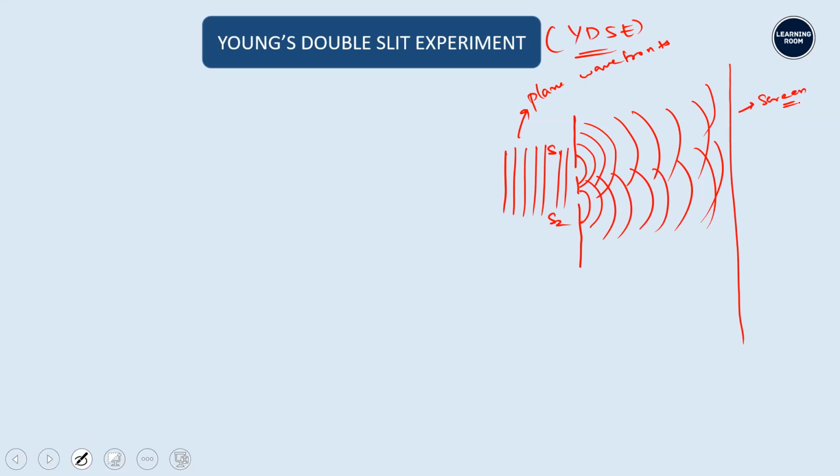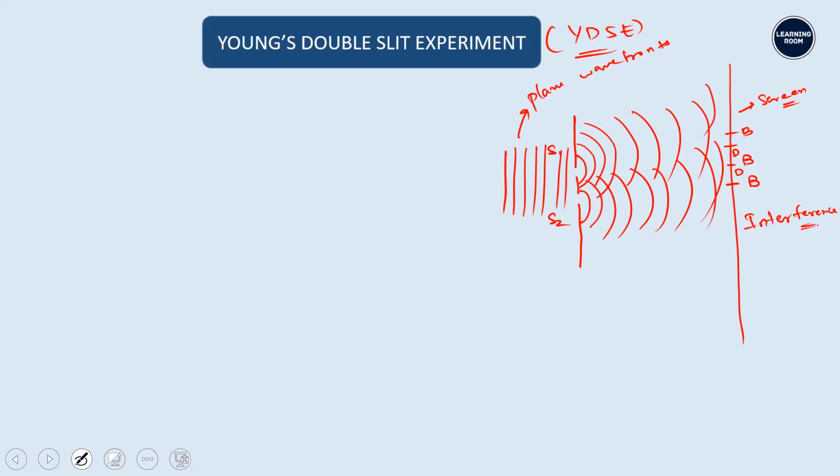And how will that pattern look like? You will have a bright spot, and you have a dark spot. Again, you have a bright spot, and you have a dark spot, and you have a bright spot. So it keeps on going like this. You have an alternate pattern of bright and dark spots continuously placed in the upward direction as well as in the downward direction. And why is it happening? It is purely because of the concept of interference.